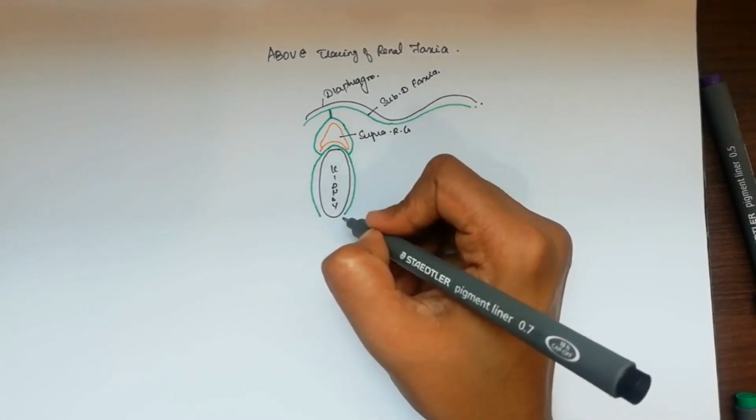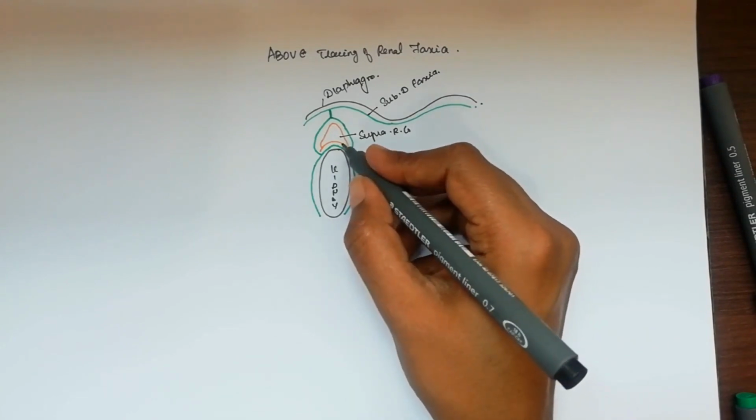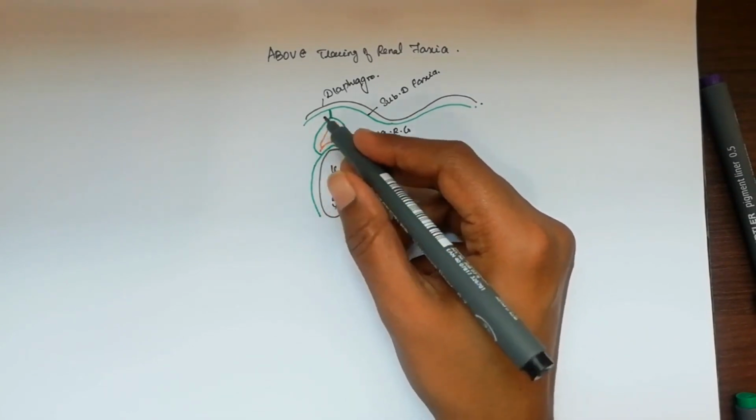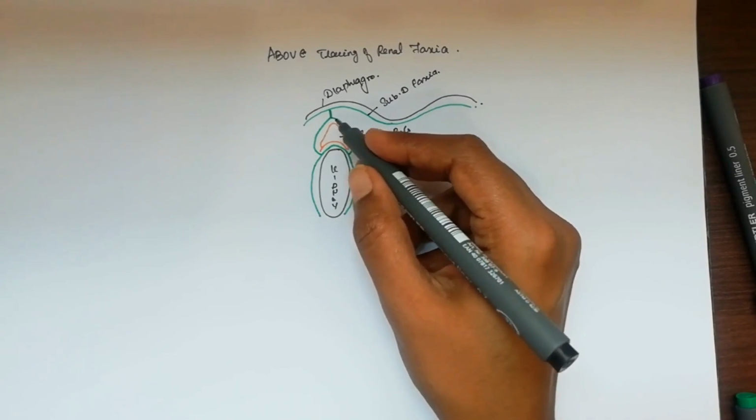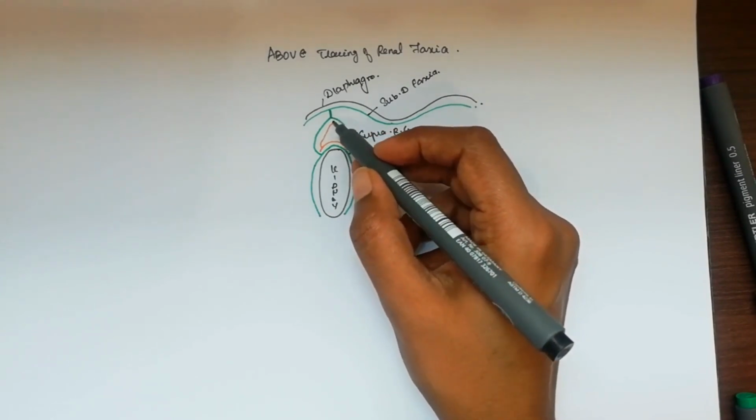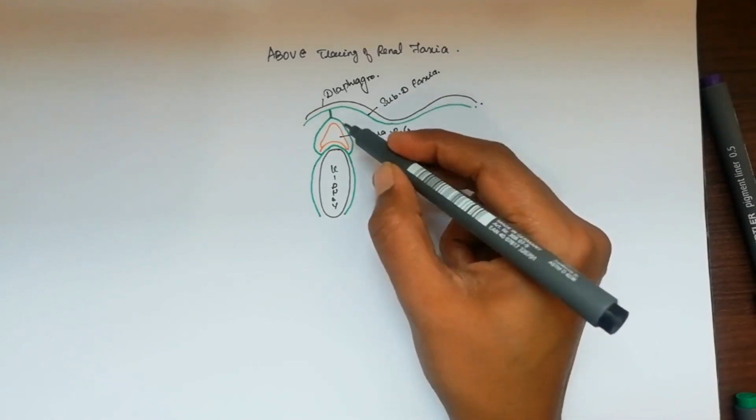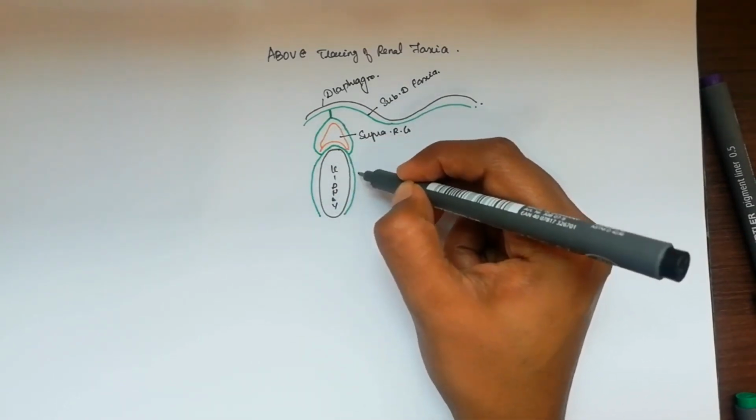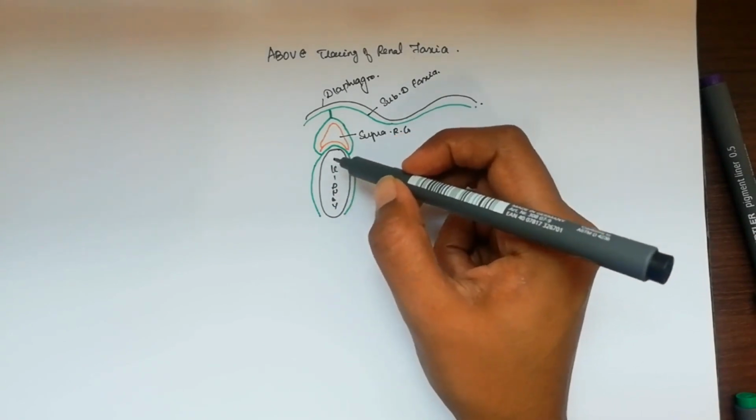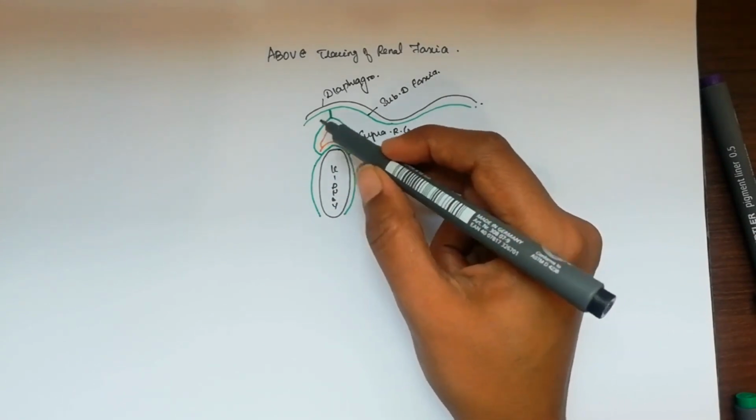Now we have got the anterior and posterior layer. It is joining in the upper end of the kidney. Then it is splitting again and joining above the suprarenal gland, and then it is going to form a layer and get attached to the subdiaphragmatic fascia. This is the above tracing of the renal fascia, anterior and posterior, in the upper part.